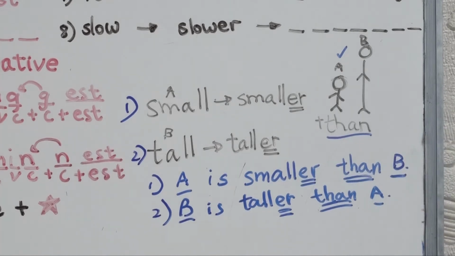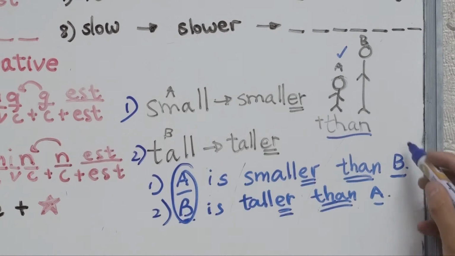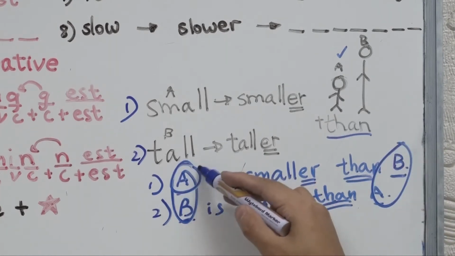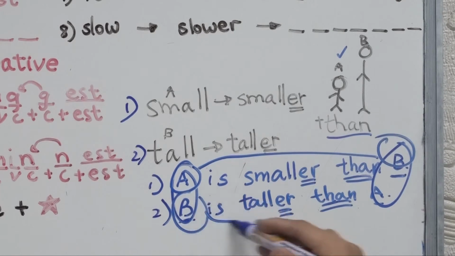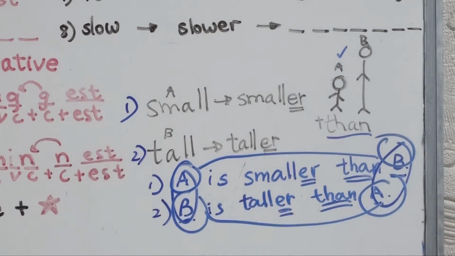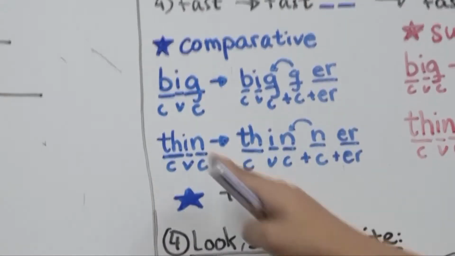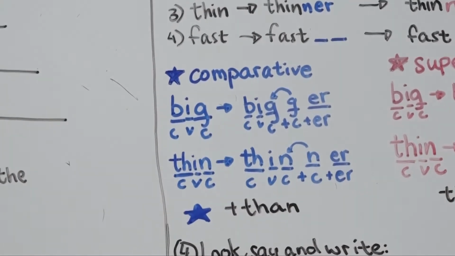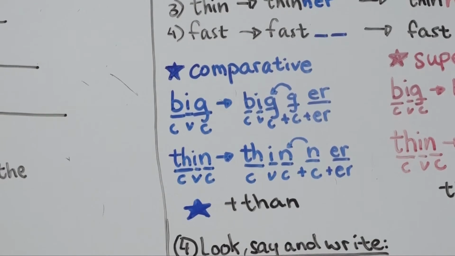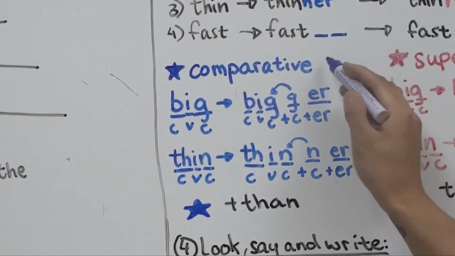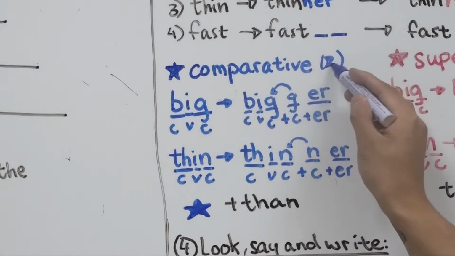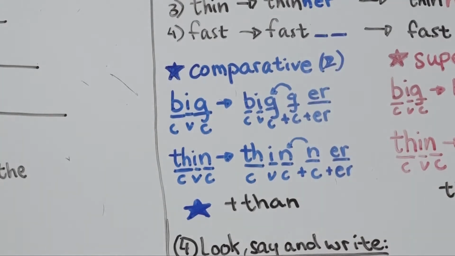When we compare two people, A and B, only comparing two people, okay? If we compare more than two, it's another thing, okay? Alright, so I want you to look over here at the comparative part, the blue part. Remember, taller than, smaller than is called comparative. That means two people or two things. Only two people or two things. If more than two, then it's different, okay?